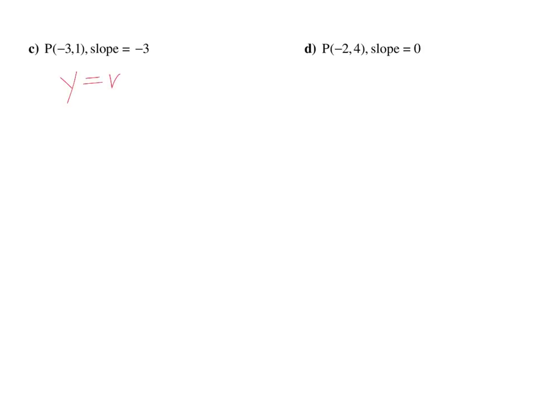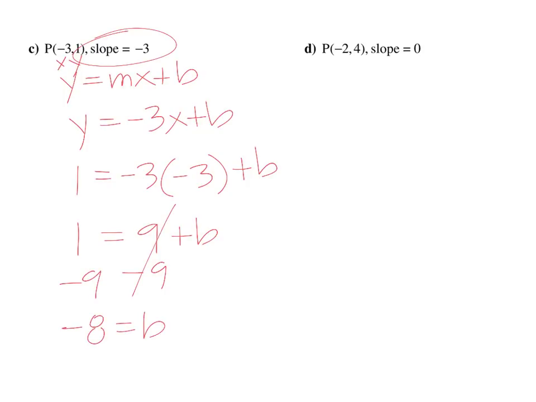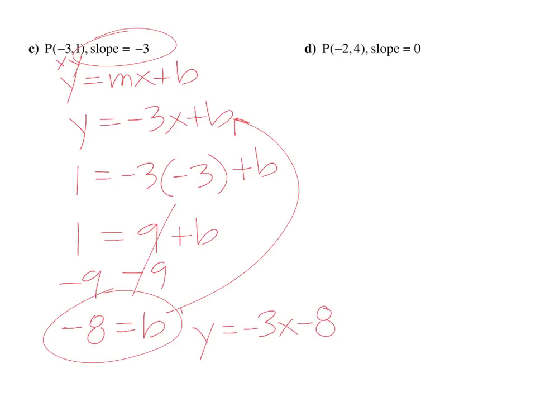Once again, y equals mx plus b. Take the slope, plug it in. Here are my x and y values. Let's solve for b. 1 is equal to 9 plus b. Subtract 9, and I have -8 is equal to b. Take it and plug it in. So y is equal to -3x minus 8. Done. Next problem.